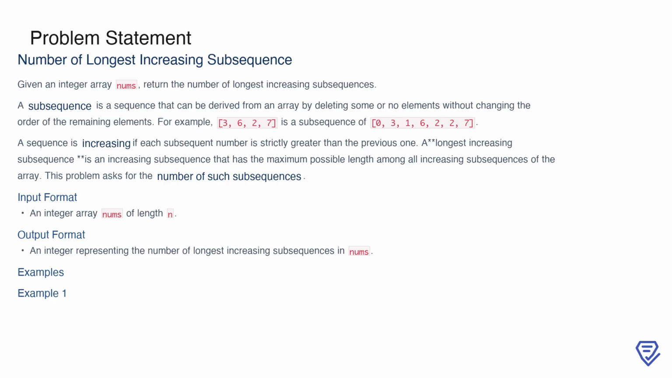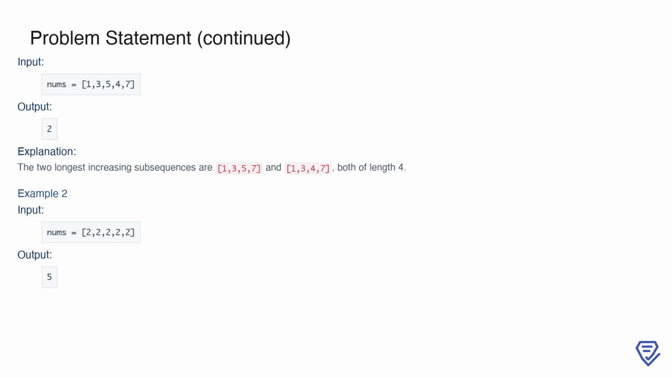The input to this problem is the integer array nums, and the output is an integer representing the count of these subsequences. For example, if the input array is nums equals 1, 3, 5, 4, 7, the output will be 2. This is because the array has two longest increasing subsequences, 1, 3, 5, 7, and 1, 3, 4, 7. Both of these subsequences have a length of 4, which is the maximum possible length for this array.